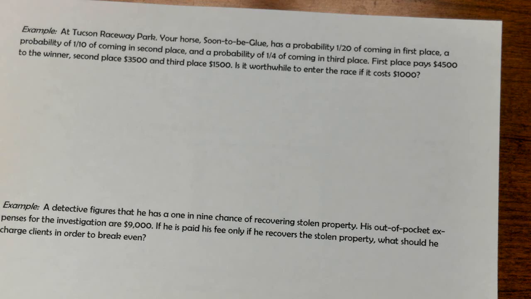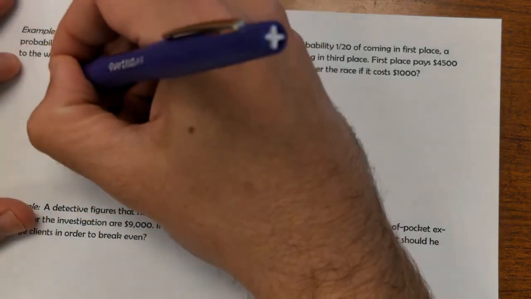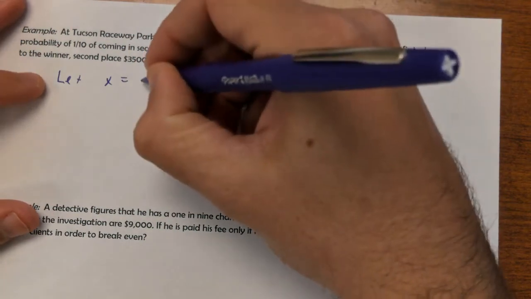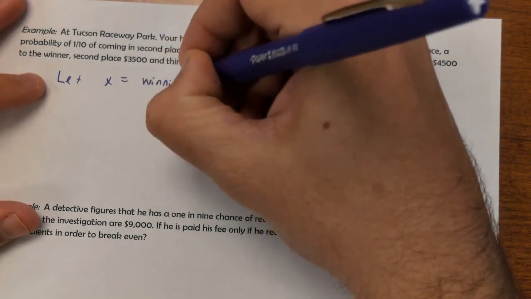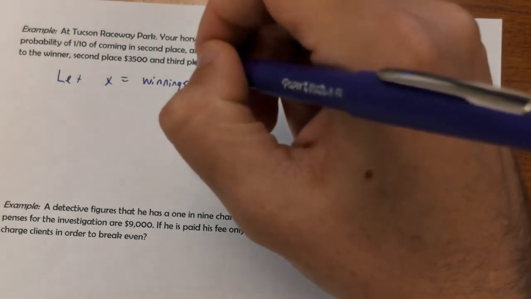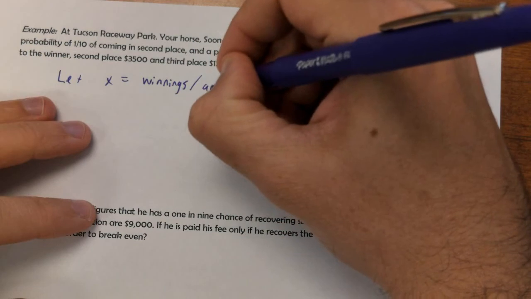First place is going to pay $4,500 to be the winner. Second place would be $3,500 to be paid out to the winner. Third place, $1,500. And it actually costs us $1,000 to enter the race. So let's let X equal the winnings, or the amount made.